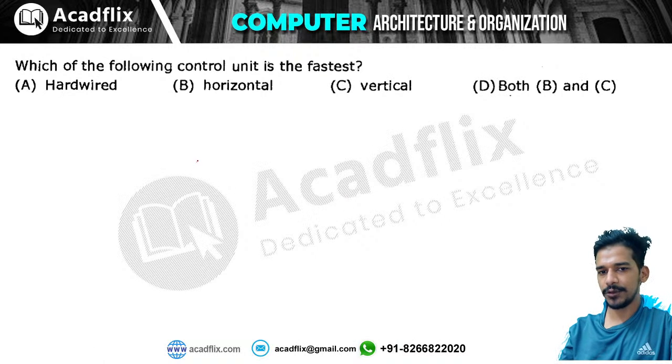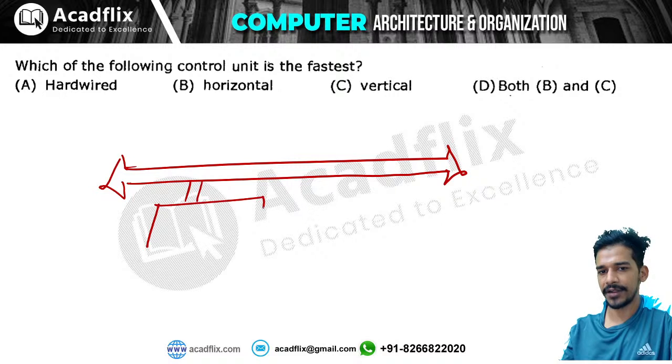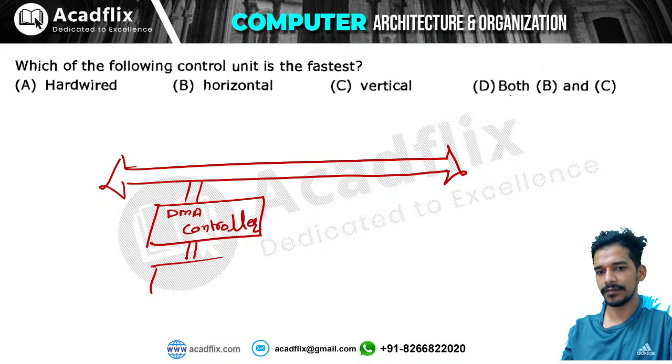We know that DMA is used to transfer the data from main memory to disk and disk to main memory, right? We have the system bus. With this system bus we have connected a DMA controller, and the DMA controller is connected to disk. Then this system bus is connected to main memory also, and CPU also, right?